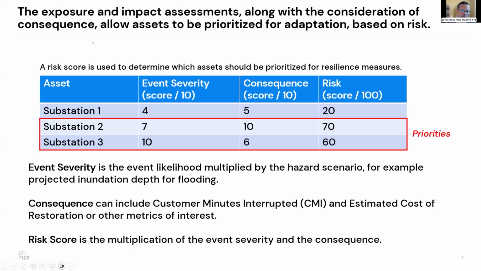So when you do exposure, vulnerability, impact, and consequence, when you tie that all together, that allows you to prioritize assets for adaptation based on overall risk. And so severity, we talked about, right, is likelihood multiplied by hazard. Consequence can include consequence to the system or consequence to customers. Here's just one dimension. You might have customer minutes interrupted or cost.